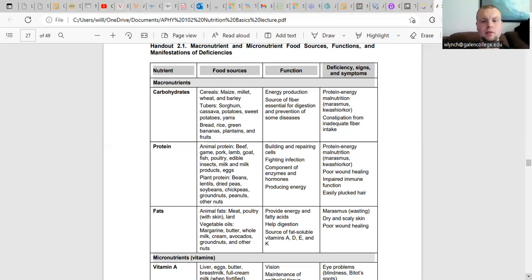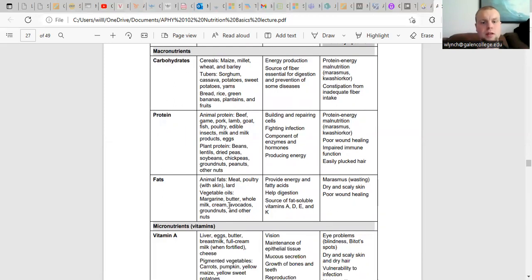Fats or lipids, this is going to come mostly from animal and vegetable oils, right? So animal fats, like things we find in meat, lard, butter, things like that. Vegetable oils, milks, creams, avocados, nuts, things like that. The main thing is going to be to give us energy and fatty acids to use in the synthesis of things like cholesterol and cell membranes. Also, it is how we absorb our fat-soluble vitamins, A, D, E, and K. Deficiency is going to be something like dry and scaly skin, poor wound healing, and we can also see marasmus, which is wasting away of tissue.